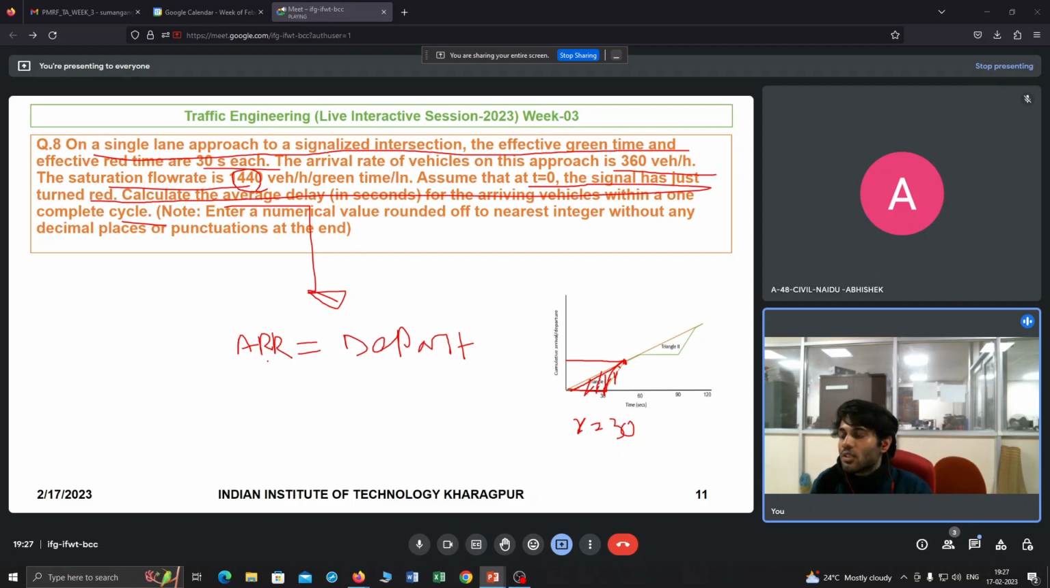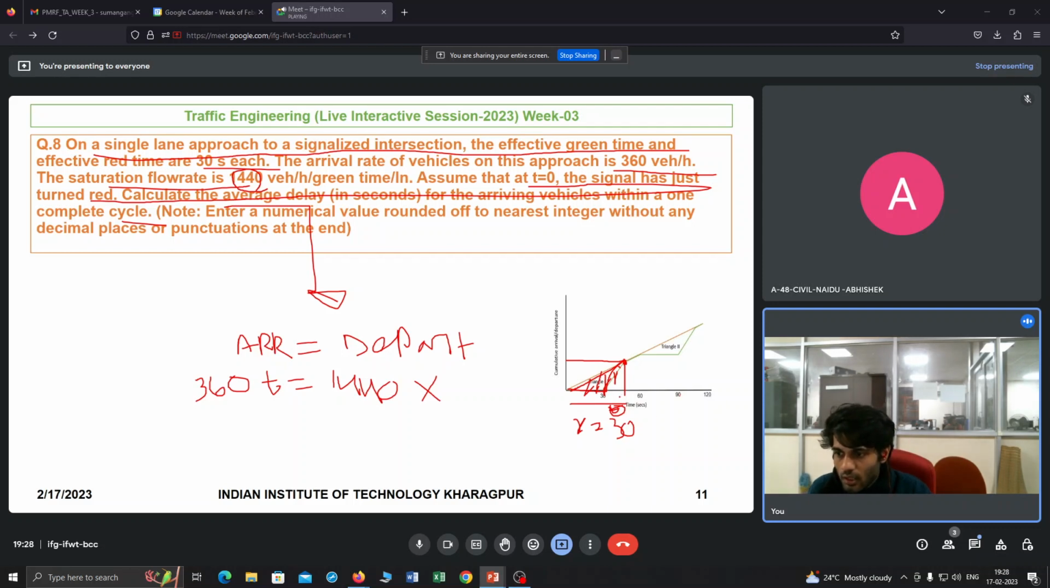So based on this criteria, what is your arrival rate? Your arrival rate is 360, right? Suppose this point is T. So now your arrival is 360 into T. And what is your departure rate? Departure rate is 1440 into the green time, right?